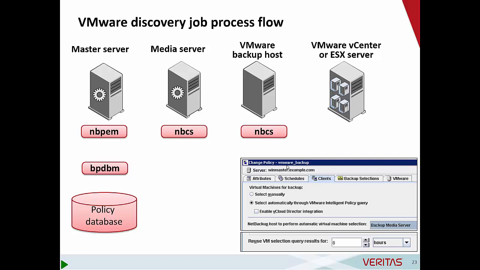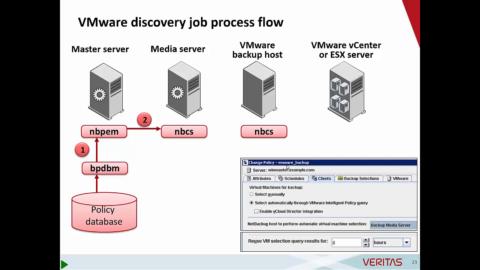When the job starts on the master server, the scheduler is going to take a look at the NetBackup catalogs to see if it has a recent list of virtual machines. You'll notice in the excerpt here from the policy window where it says reuse VM selection query results for up to 8 hours. If we're within that time frame, then NetBackup will use the list it already has. Otherwise, it will query either the ESX server or the vCenter server, depending on how you've configured it, to get an up-to-date list of VMs.